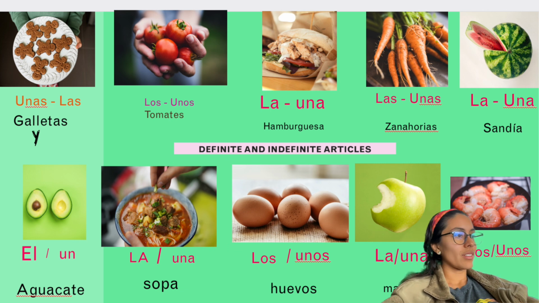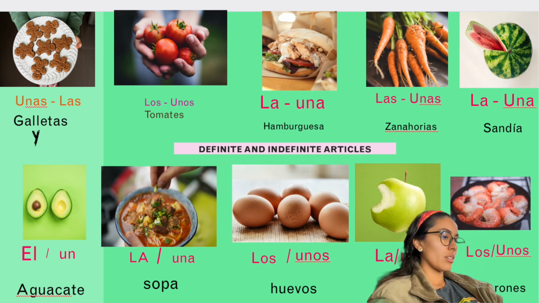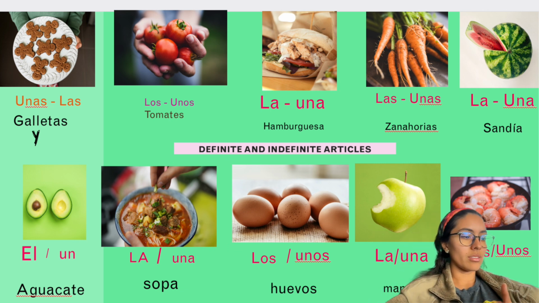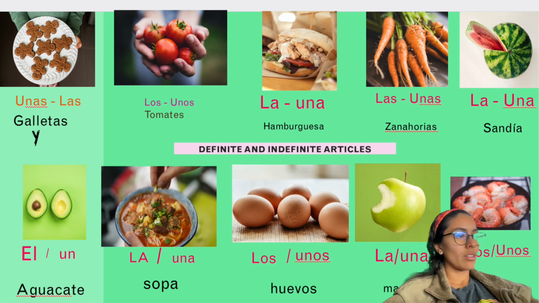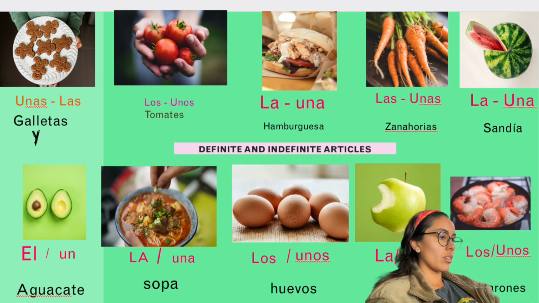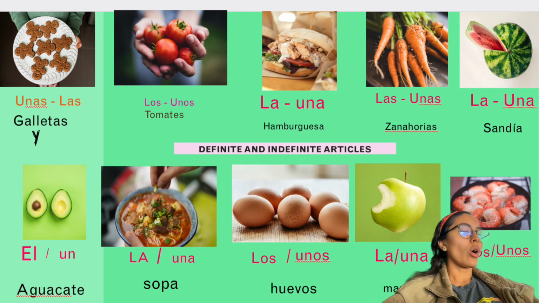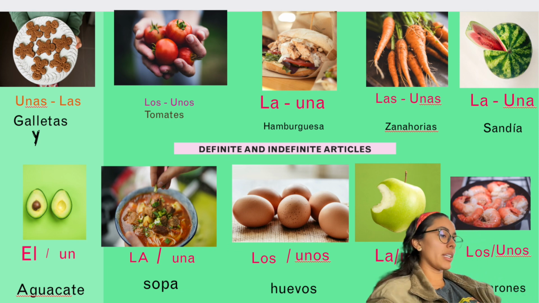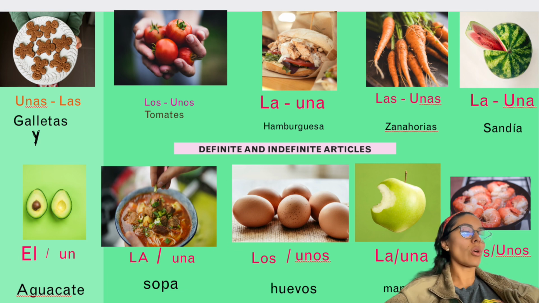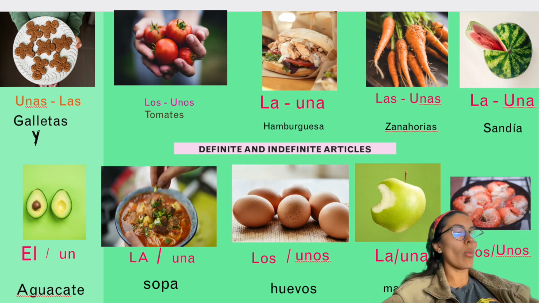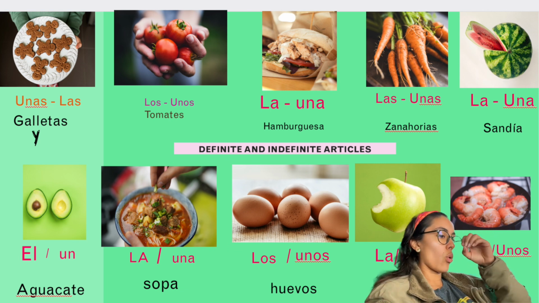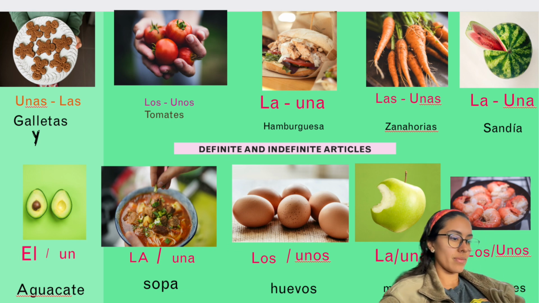Aguacate. No, agua, like water. Aguacate. Very good. La sopa. Una sopa. Okay, so sopa. I know in English it's soup, but in Spanish it's sopa. La sopa. Yes. Una sopa.